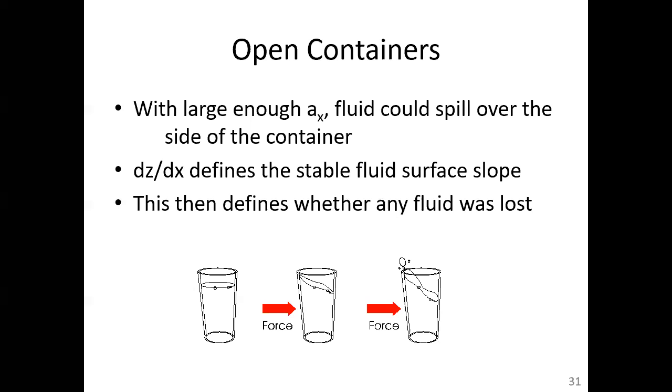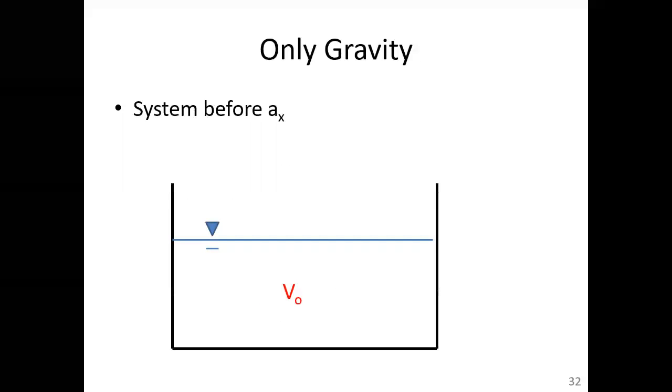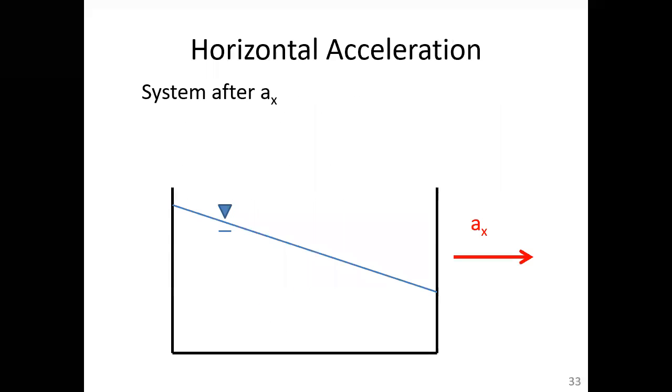This is defining the system geometry. That fluid surface slope, dz/dx, is equal to minus ax over g plus az, defines geometry from which you can determine everything. So again, before we have any acceleration, we have some initial volume. Length times width times height, if it's a rectangular system. After we have acceleration, this is what our system looks like. And of course, if we're accelerating the other way, it's just going to be a mirror image.